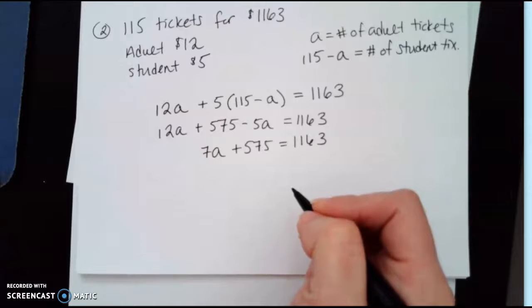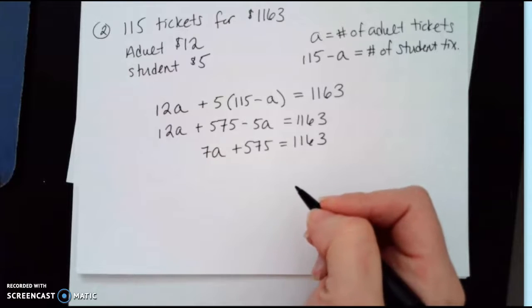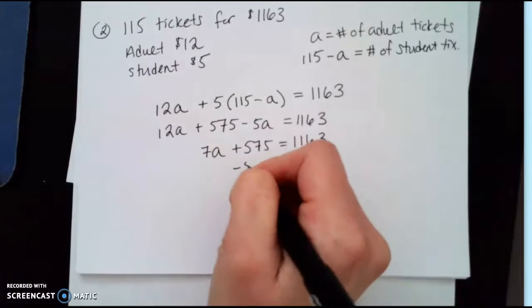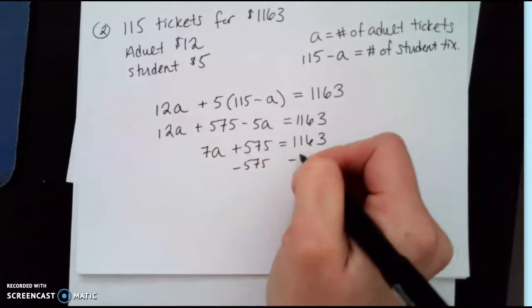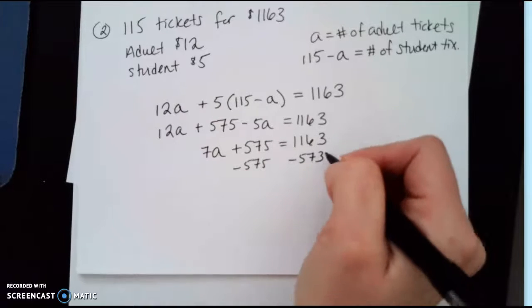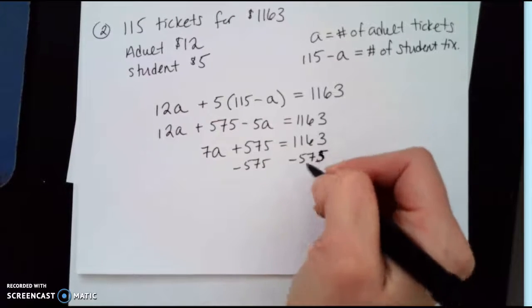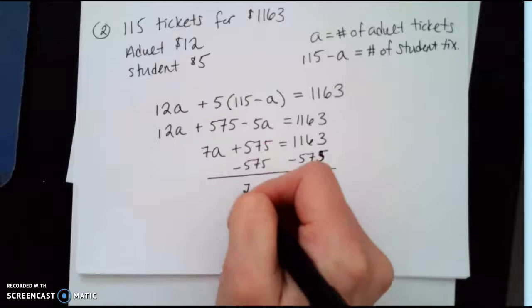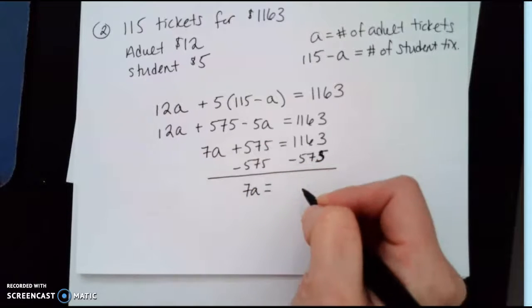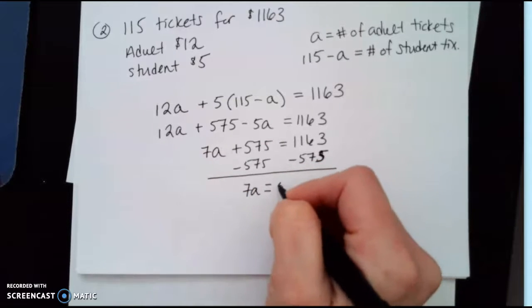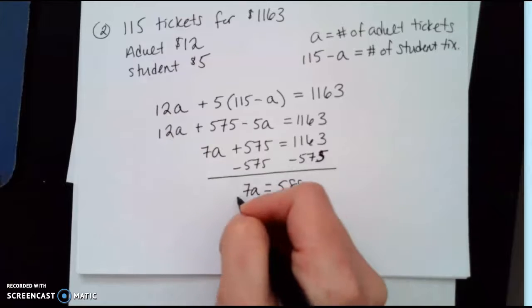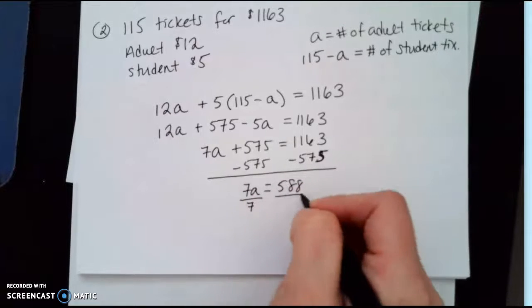So I'm going to subtract 575 on both sides. That's the addition principle, make that a 5. 7A equals 588. And then divide by the coefficient 7.